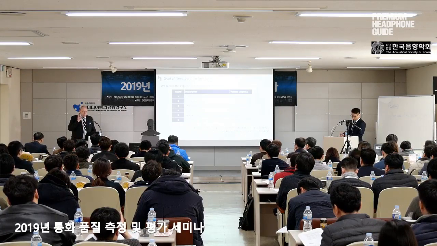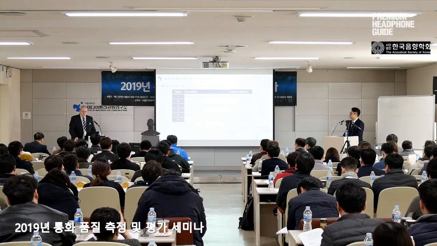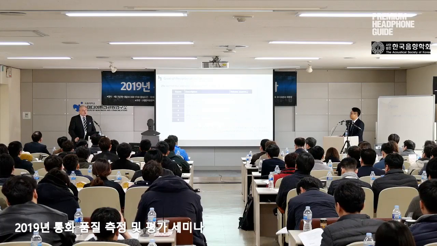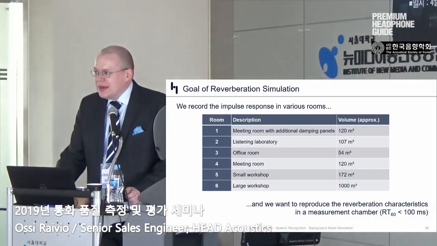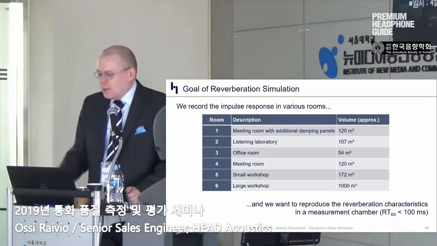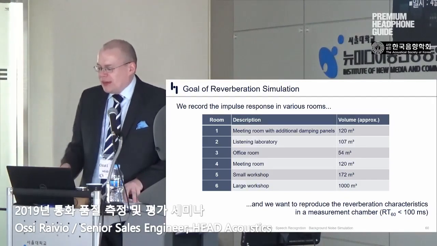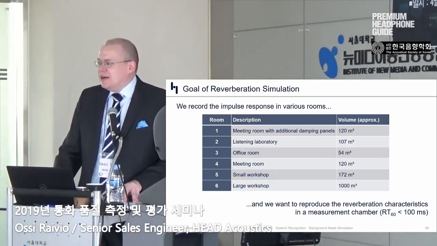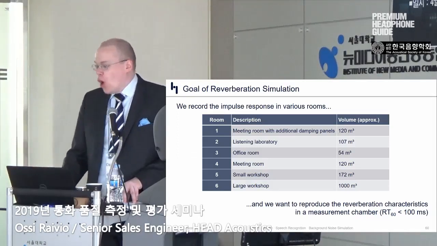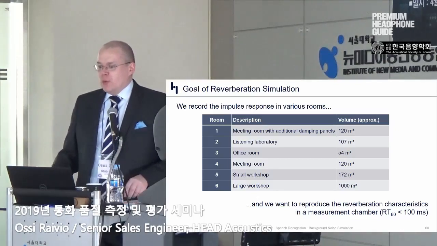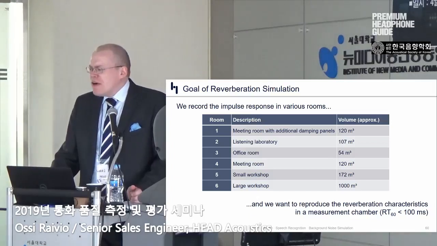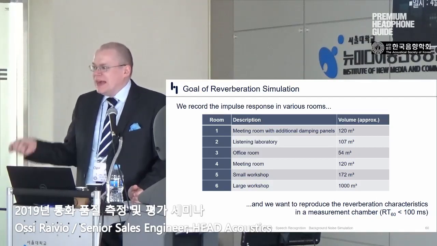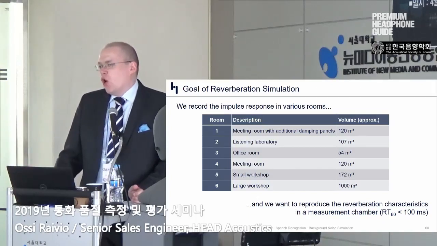So what we did is we recorded the impulse responses of these various rooms, and then we set the task for ourselves: how can we reproduce these different kinds of rooms in our test lab? And that's what I'm now going to show you, what the results are, how good the simulation is, and in a bit more detail, how the simulation works. So these were our starting premises. We recorded impulse responses in six very different rooms, and our task was, how do we simulate these rooms in our test lab, which has a very low reverberation time?